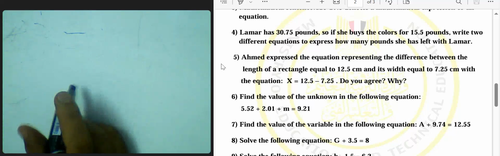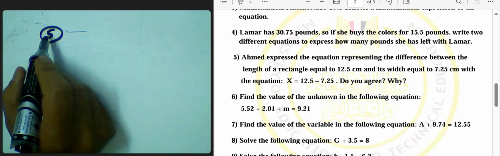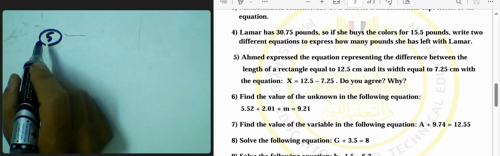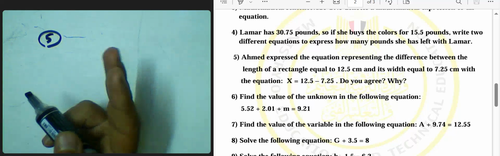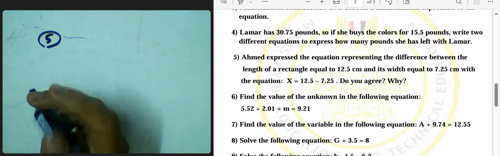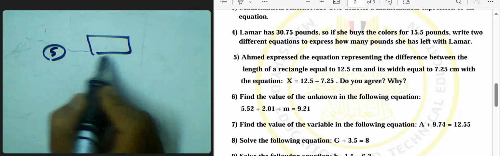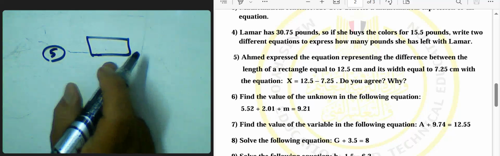Question number 5. Ahmed expressed the equation that represents the difference between the length of a rectangle equal 12.5 centimeter and its width equal 7.25 centimeter. Do you agree? Why? يعني بيقول لك أحمد كتب equation بتعبر عن الفرق بين length of rectangle and its width. لما نجيب الفرق بينهم كان 12.5، لما نقسم من بعض ب 12.5 اللي هو اللينس والويدث.